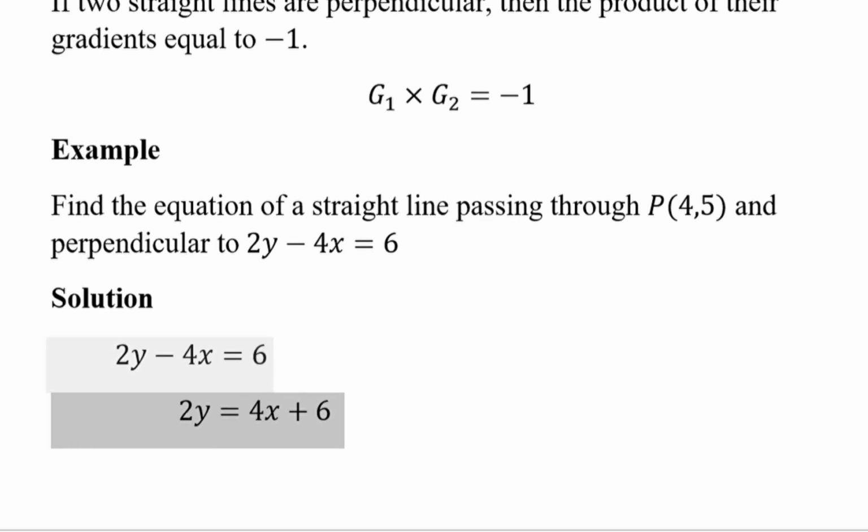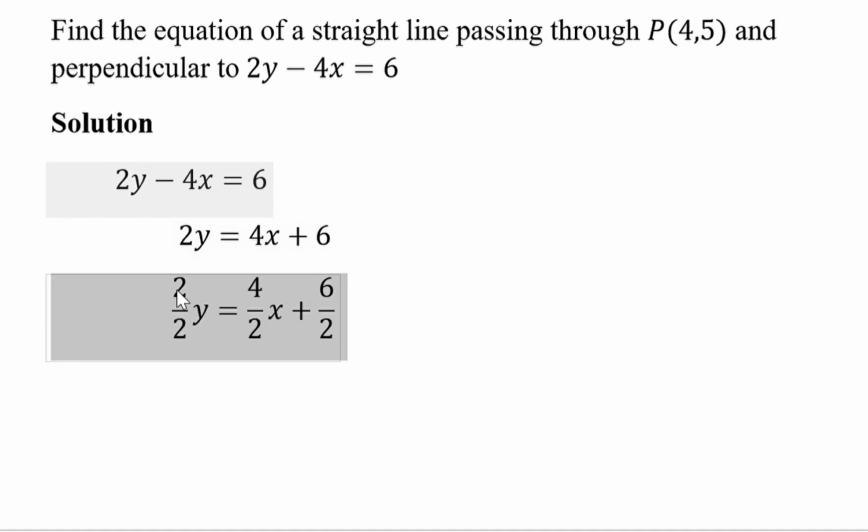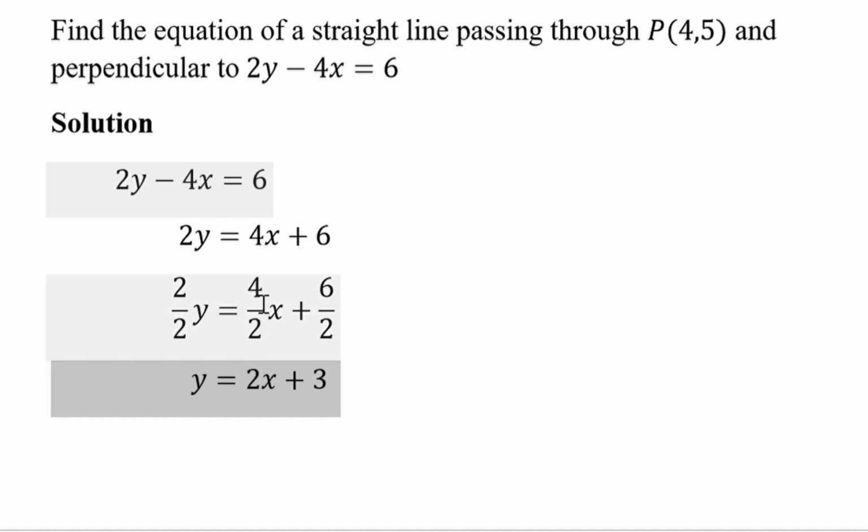Now divide both sides by the coefficient of y because we need to leave y alone here. When we do that, this cancels with this, and then this cancels there twice, and this cancels here thrice. So the equation will now read y is equal to 2x plus 3. We have written this equation in the standard form of an equation of a straight line, so we can easily notice that the gradient is 2.